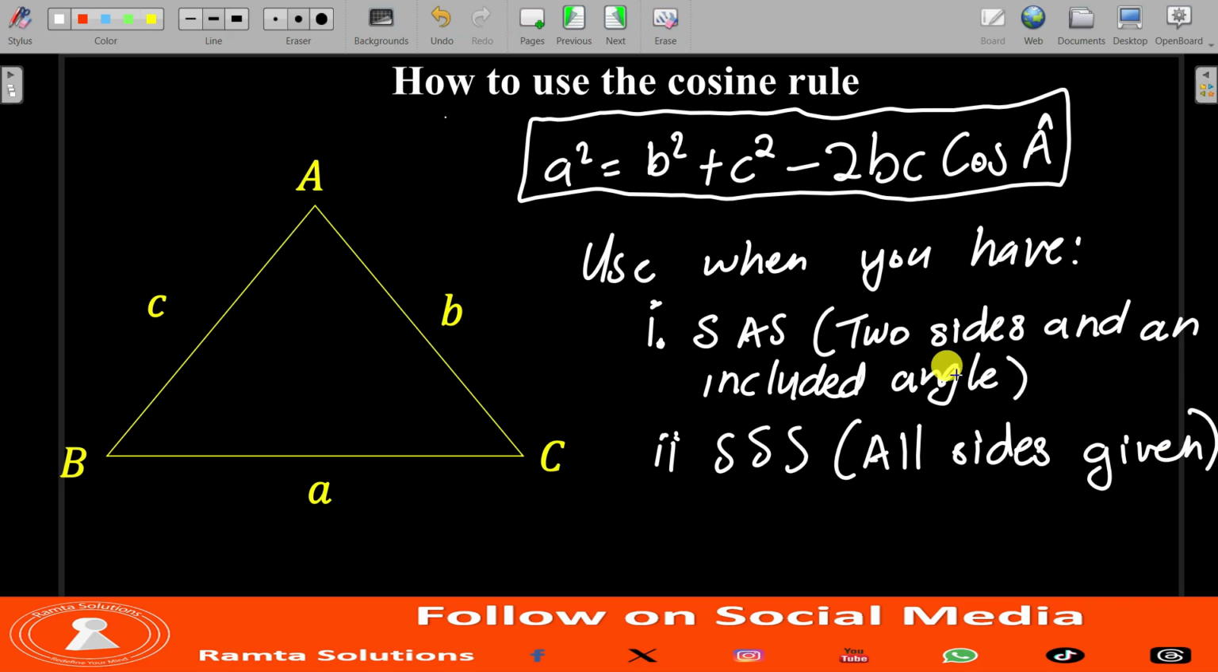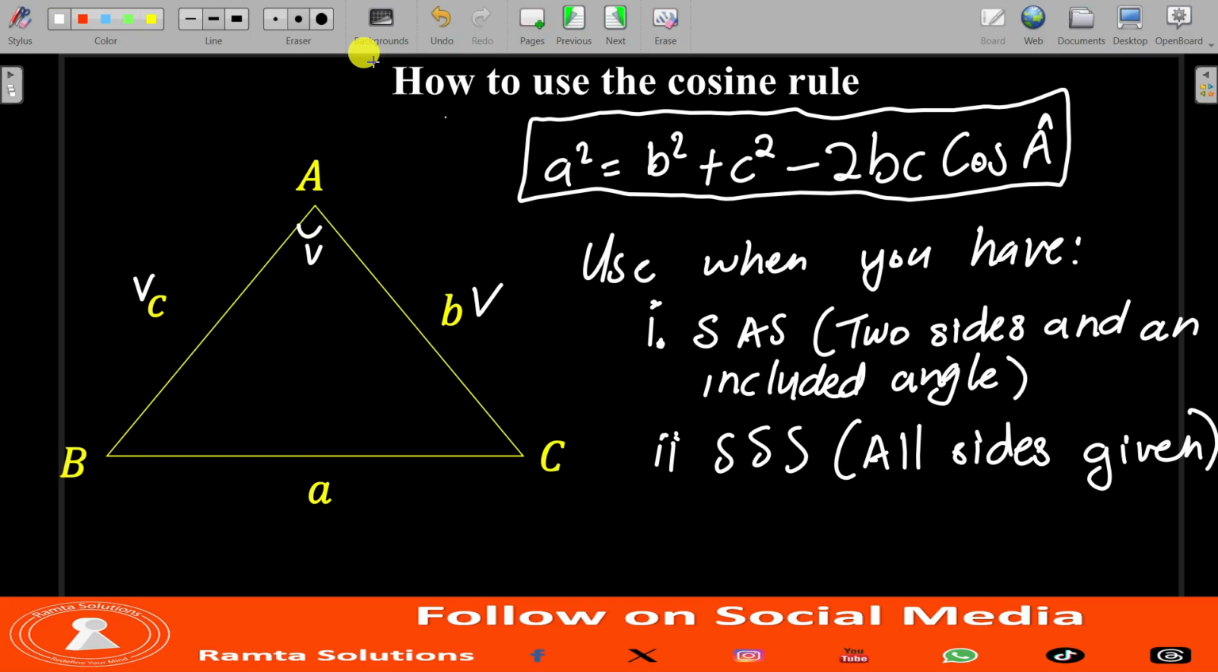Let me explain this once again. When you use cosine rule, you can use it when you have two sides and an included angle. For example, let's say you have this side here and this side here. The angle that should be given for you to use cosine rule should not be angle B or angle C, but should be angle A. Then this question will want you to find side BC represented by letter A. Okay, this is how you will use your cosine rule.